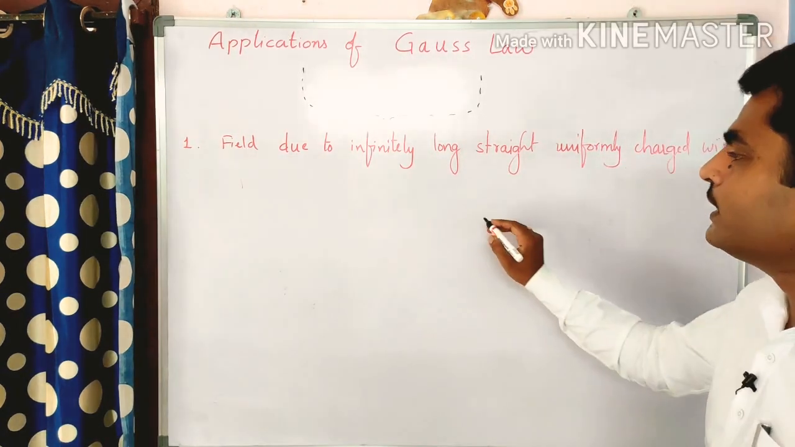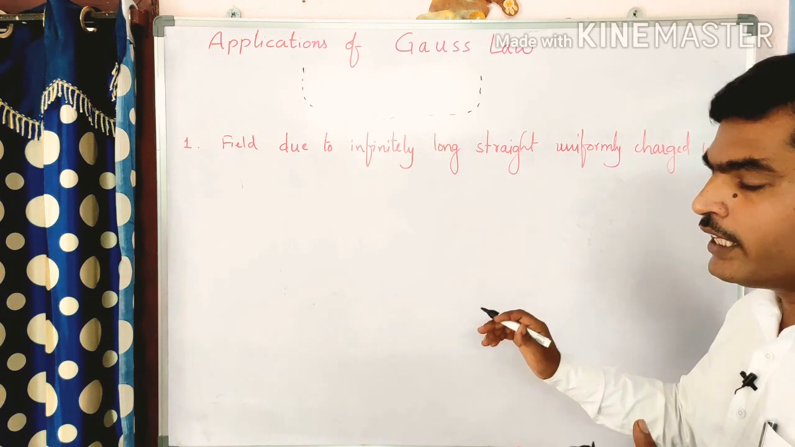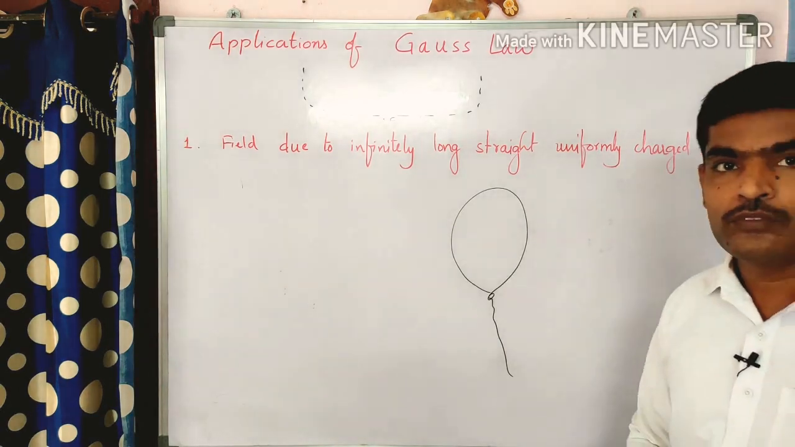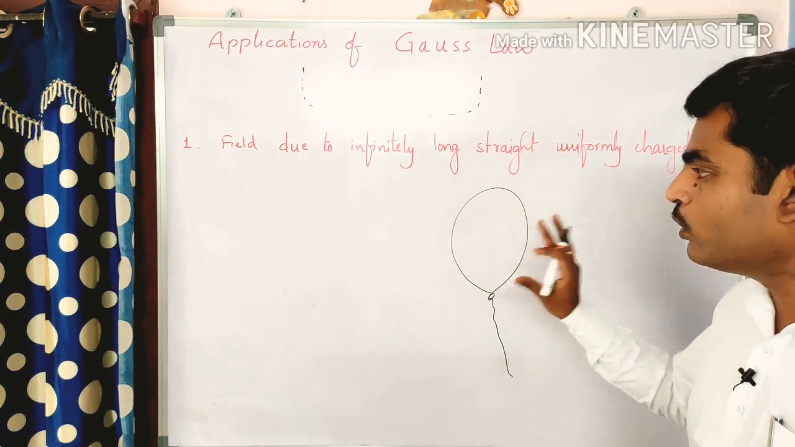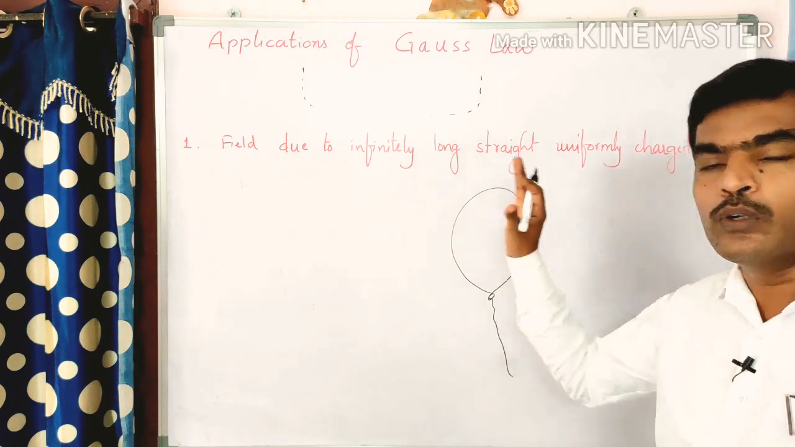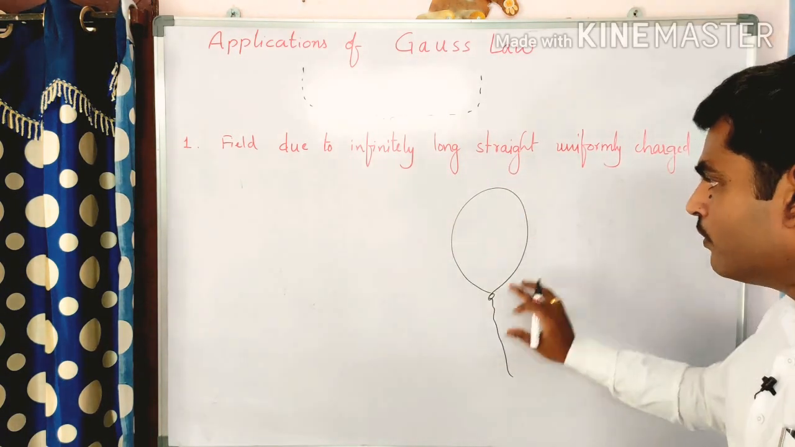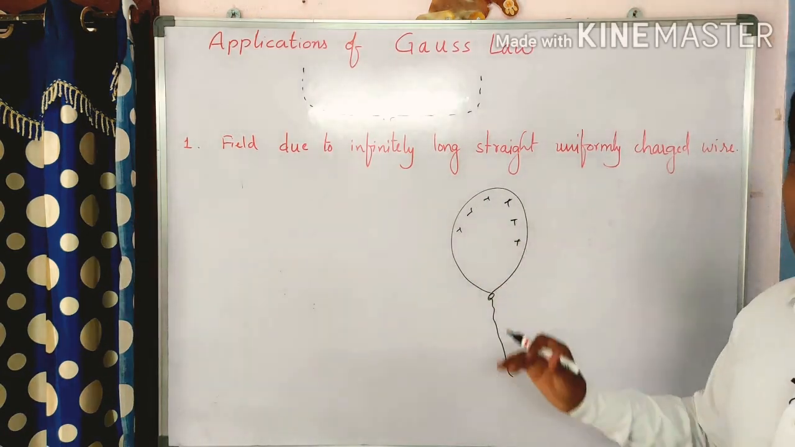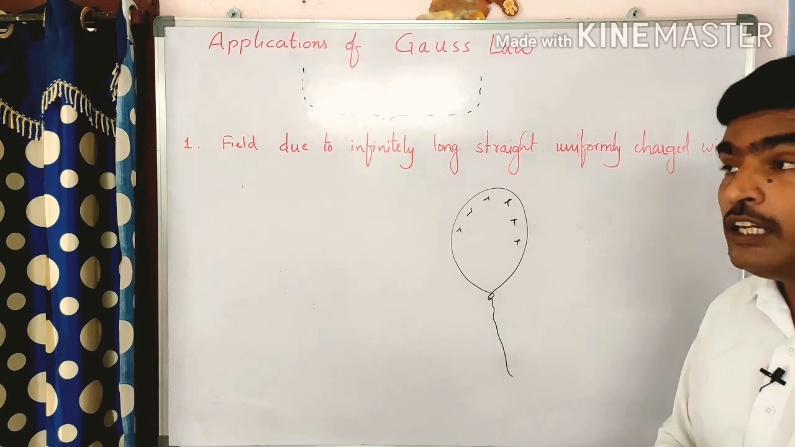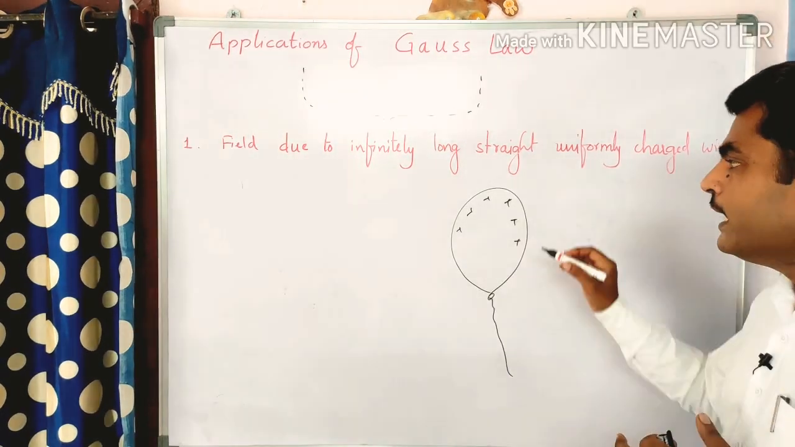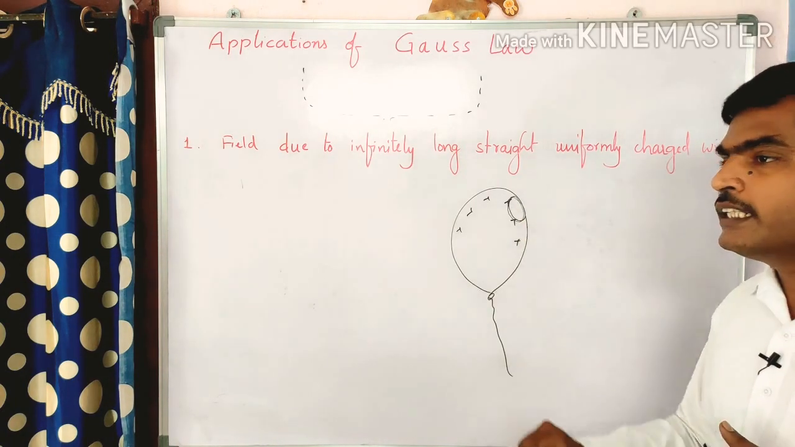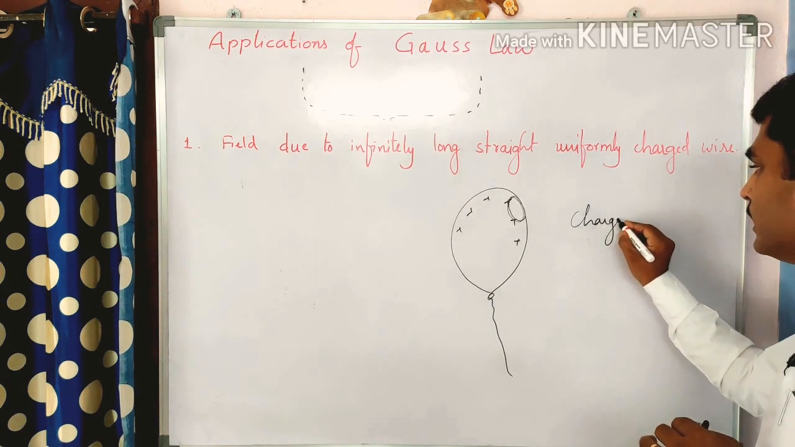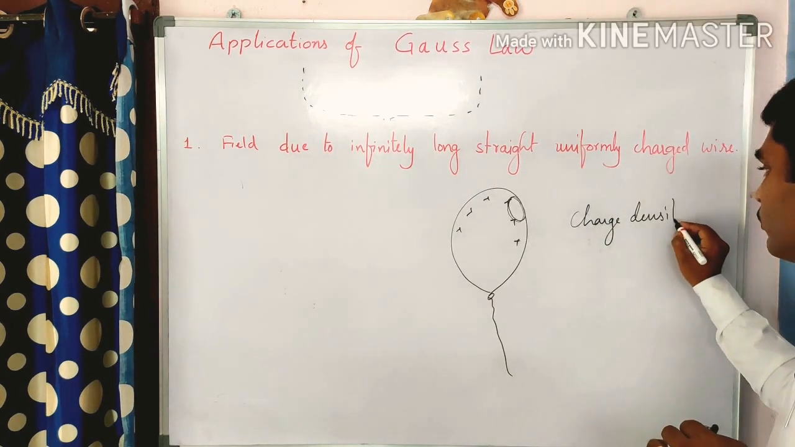Why? Because when you take some surface, for example, a balloon, and this balloon is charged, what is the amount of charge present on the balloon, positive or negative, whatever it may be? If I want to know, then we take a small portion of it and study the charge density. Charge density is the term we have to learn now.